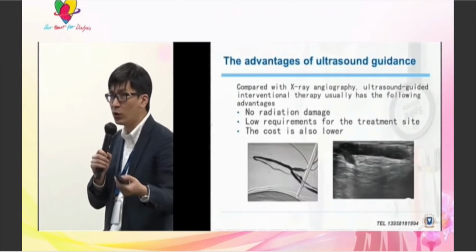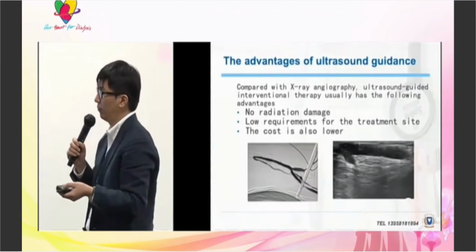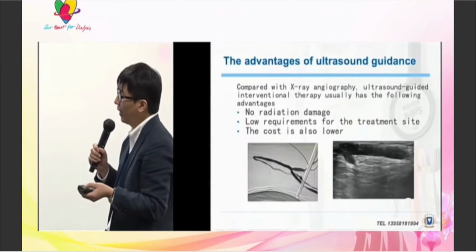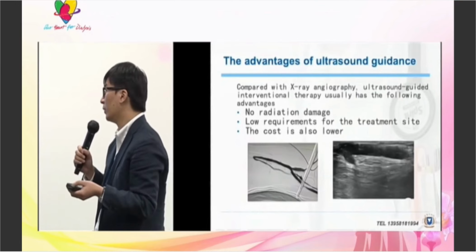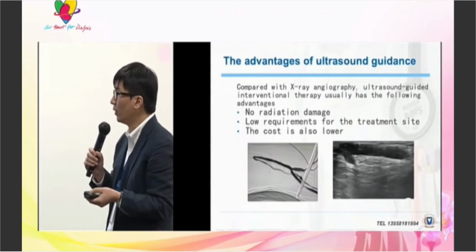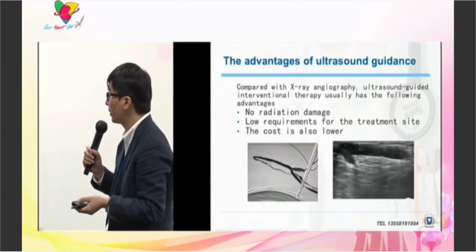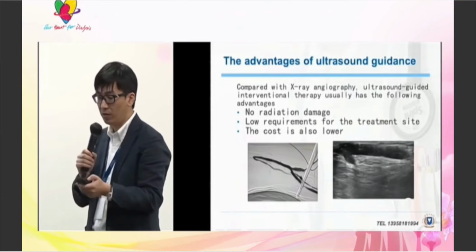Why do we choose ultrasound to guide the stenting? Because it has no radiation damage, a low requirement for the treatment site, and the cost is also lower. But that's not all.